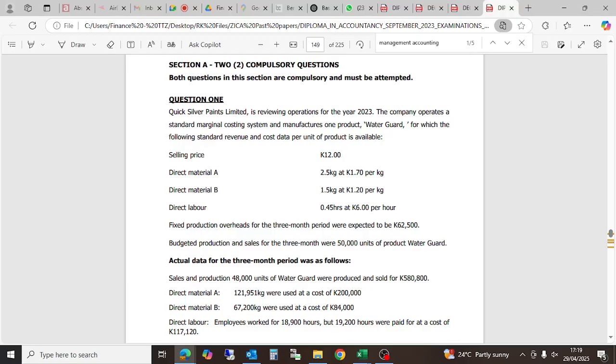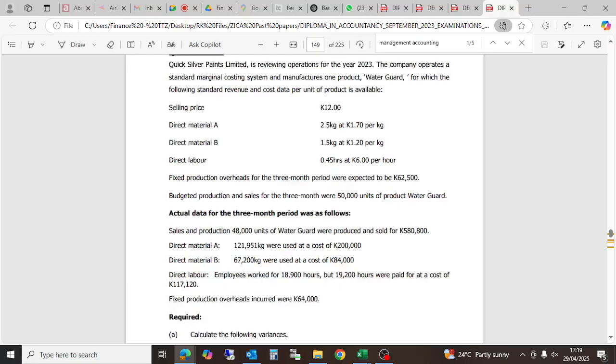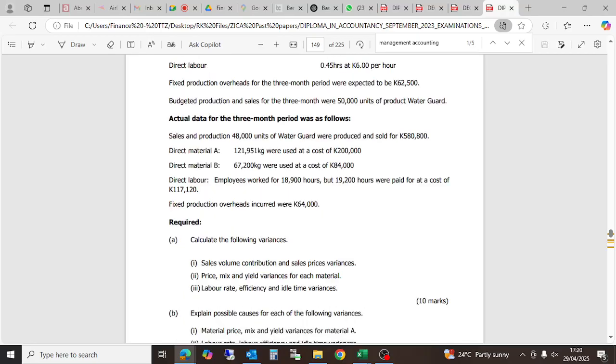The budgeted production and sales for the 3 months were 50,000 units of product WaterGuard. Actual data for the 3 month period was as follows. Sales and production: 48,000 units of WaterGuard were produced and sold for 580,800 kwacha. Direct material A, 121,951 kilograms were used at a cost of 200,000 kwacha. Direct material B, 67,200 kgs were used at a cost of 84,000 kwacha. And then we have the direct labor here.